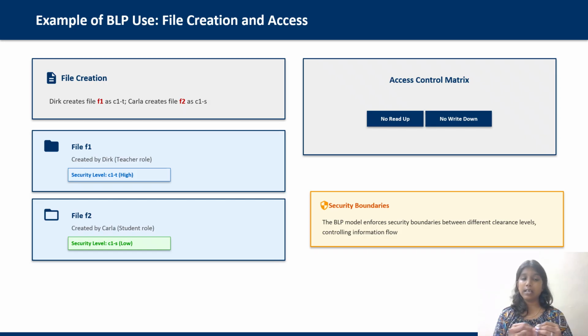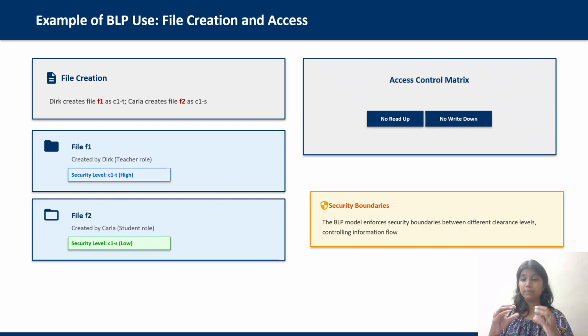So let us take there is a file F1 created by Dirk, who is a teacher, in a teacher role. Next, file F2 created by Carla, which is created by a student. Carla has C1S, low security level. So file 1 created by Dirk has C1T, which is high security level.